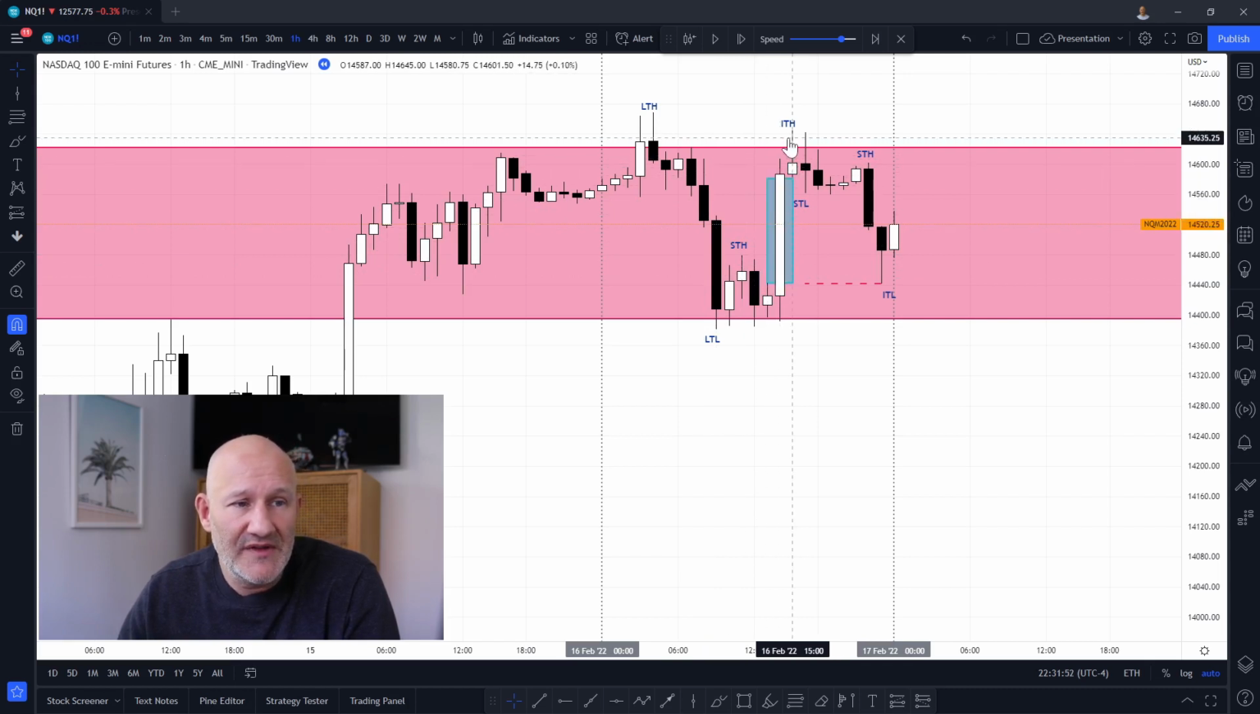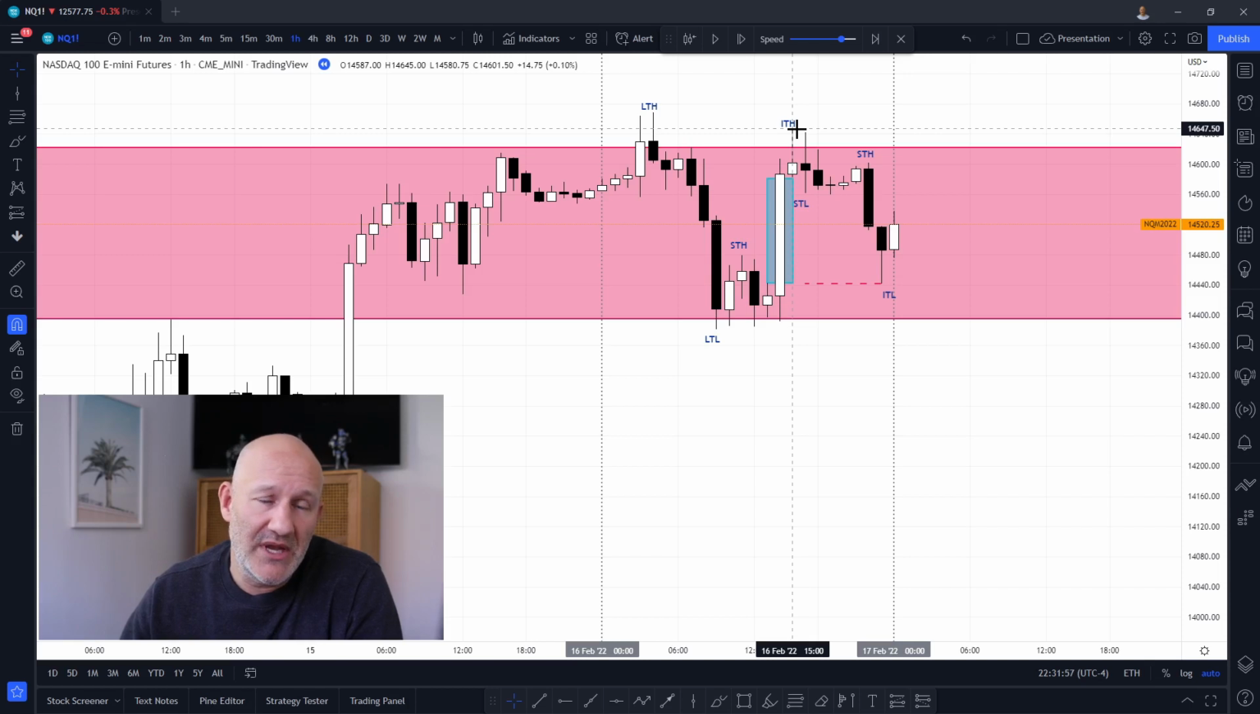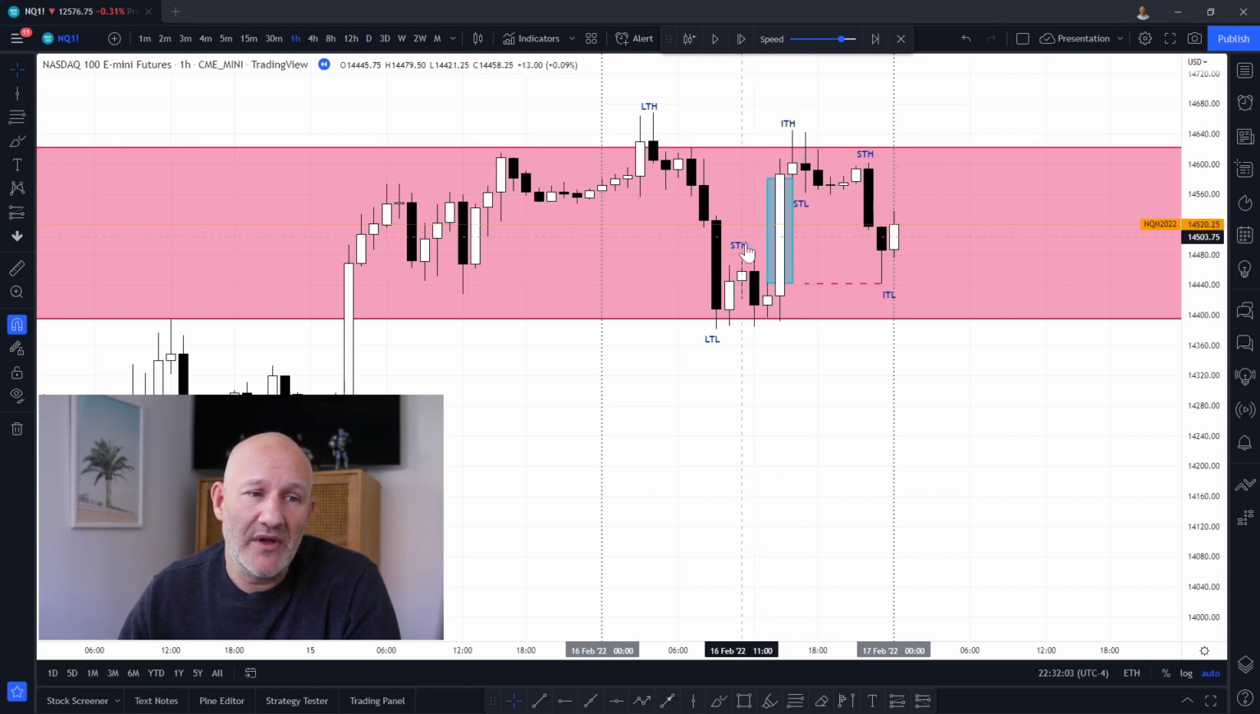And then we create this intermediate term high here. Now you may ask, why is that an intermediate term high? If you remember from earlier in the video, we talked about an intermediate term high having both a short-term high to the left and to the right of it, and that the high of that short-term high needed to be lower than the high of the intermediate term high.